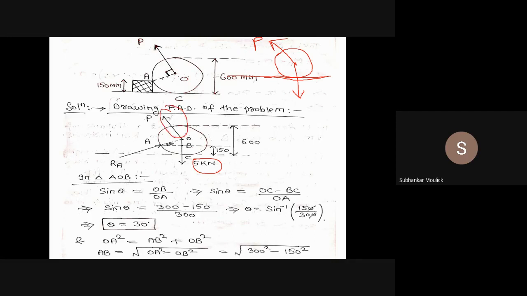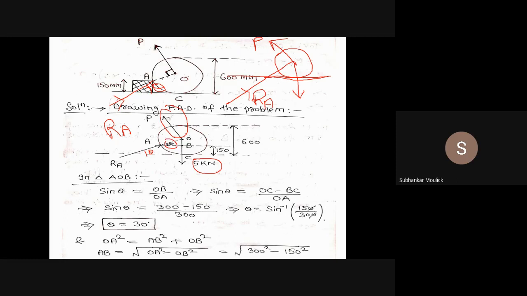And since the wheel is in contact with this rectangular block A, this rectangular block will give a reaction to the wheel in this direction. That is RA. This will be your RA. Let us assume that this RA is making an angle theta with respect to horizontal. So if this angle is theta, then definitely this angle is also theta.